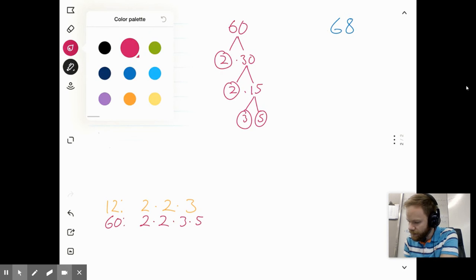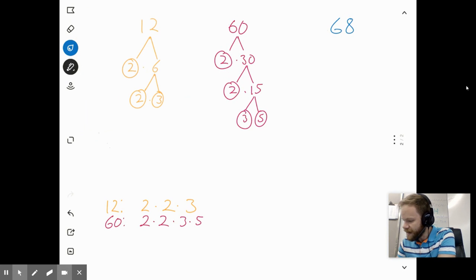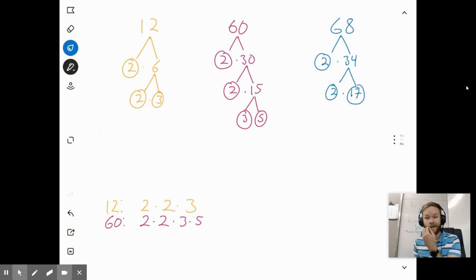All right, and then last one here, let's do 68. Again, I'm going to start with 2 because this is an even number. 2 times what? The answer is 34. Oh, 34 is still even, so I know I can have a 2 as a factor again here. 2 times what is 34? The answer is 17. Does 17 have a factor? Oh, actually it does not. 17 is a prime number. So our answer down here for 68's prime factors: 2 times 2 times 17.